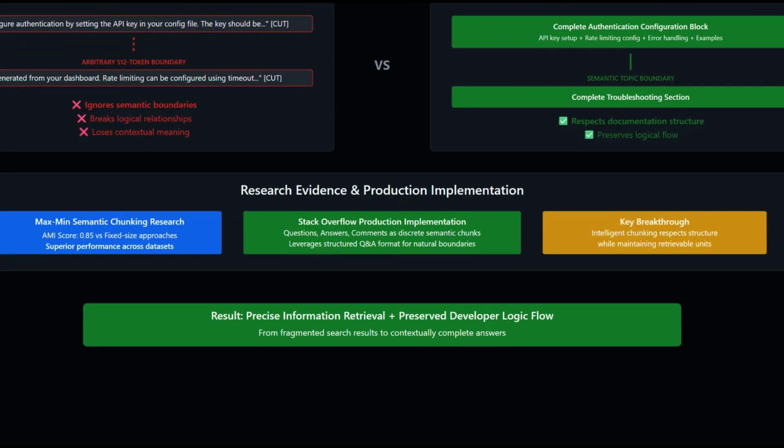Recent research on semantic chunking demonstrates significant improvements over traditional methods, with max-min semantic chunking achieving superior performance with average adjusted mutual information (AMI) scores of 0.85 compared to fixed-size approaches. Stack Overflow implemented SemanticSearch on their platform, configuring their embedding pipeline to consider questions, answers, and comments as discrete semantic chunks, leveraging the highly structured nature of their Q&A pages.